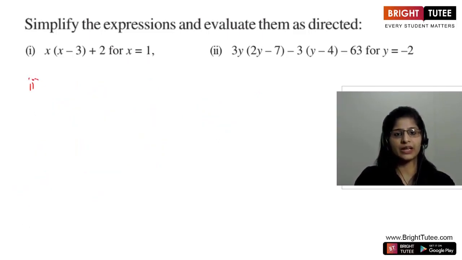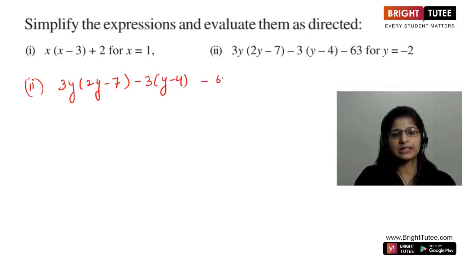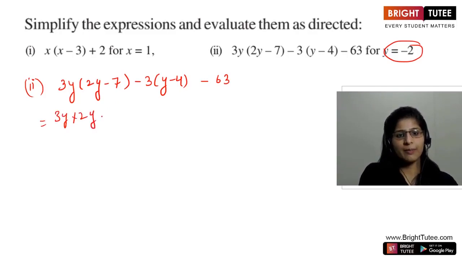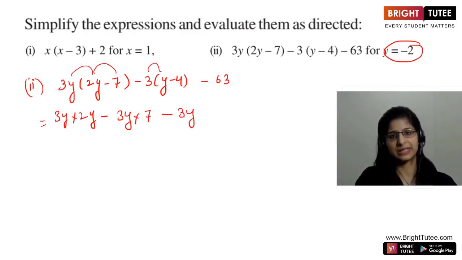In the second part, we are given 3y(2y − 7) − 3(y − 4) − 63, and y is to be put as −2 at the end after simplification. So for simplifying it, we are going to write 3y into 2y minus 3y into 7, minus 3 into y. Minus 3 is multiplied with y, then minus 3 will get multiplied with 4. Minus 3 multiplied with 4, minus 63.